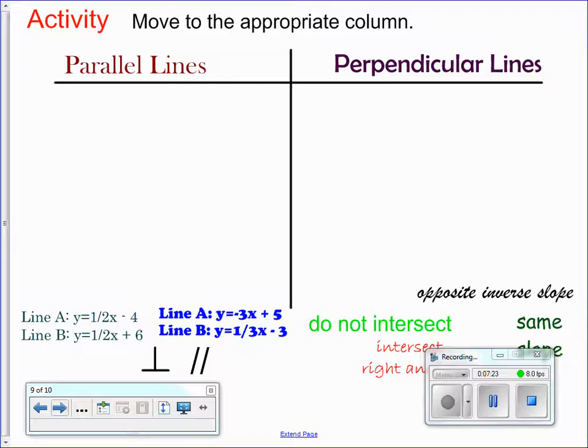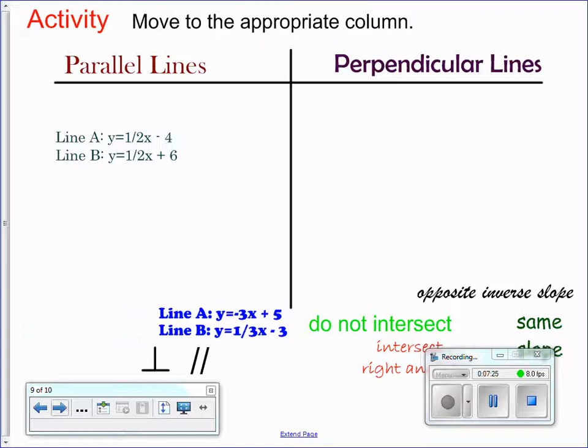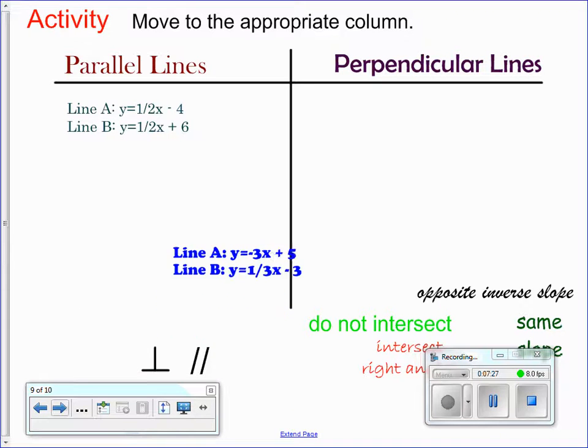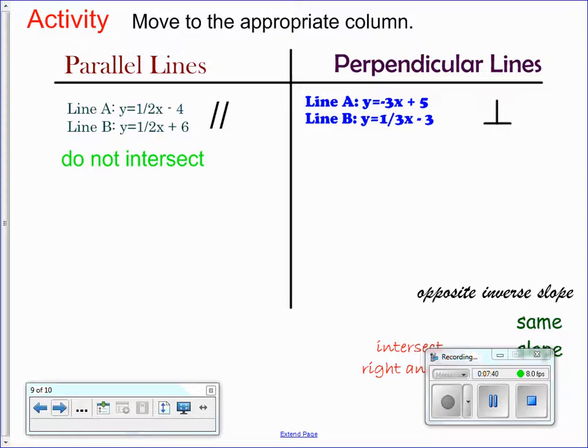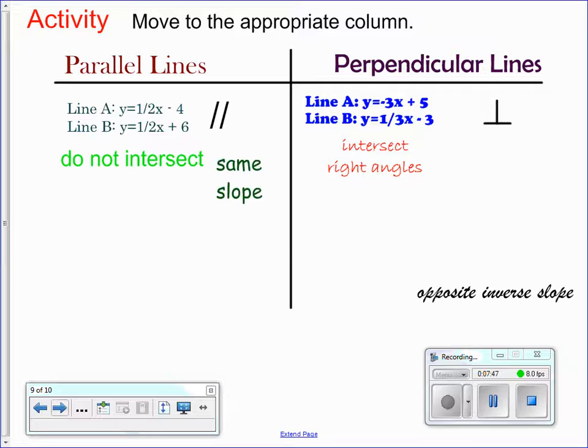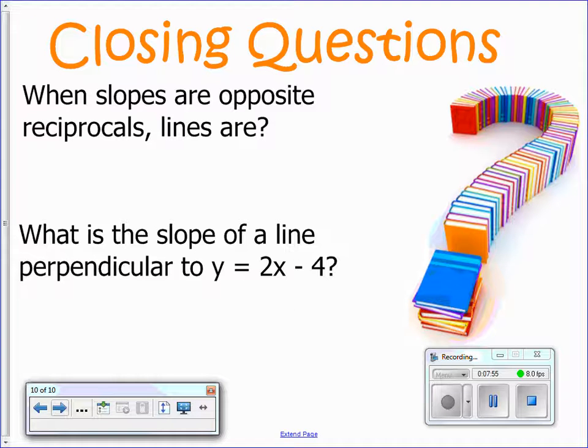All right, so parallel and perpendicular. I need to be able to look at that and say they're parallel because the slope is the same. And this one, the slope is opposite inverse. My symbol for perpendicular is that upside down T, and for parallel, it's the lines next to each other. Parallel lines never intersect. Perpendicular lines intersect to make a right angle. Parallel lines have the same slope, and perpendicular have the opposite inverse. So when slopes are opposite reciprocals, they are perpendicular.